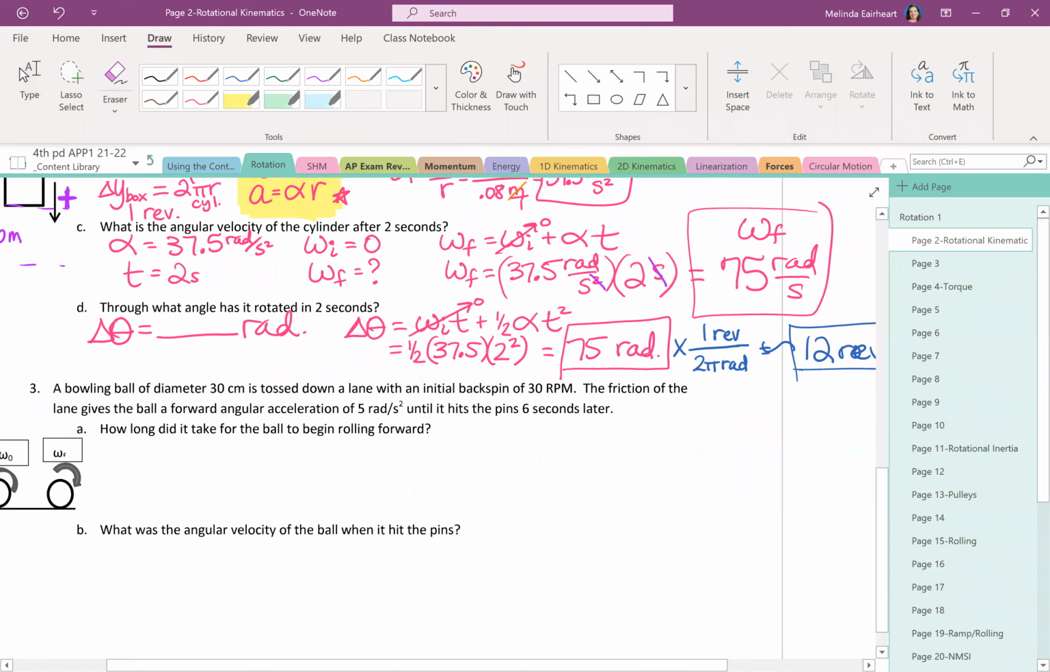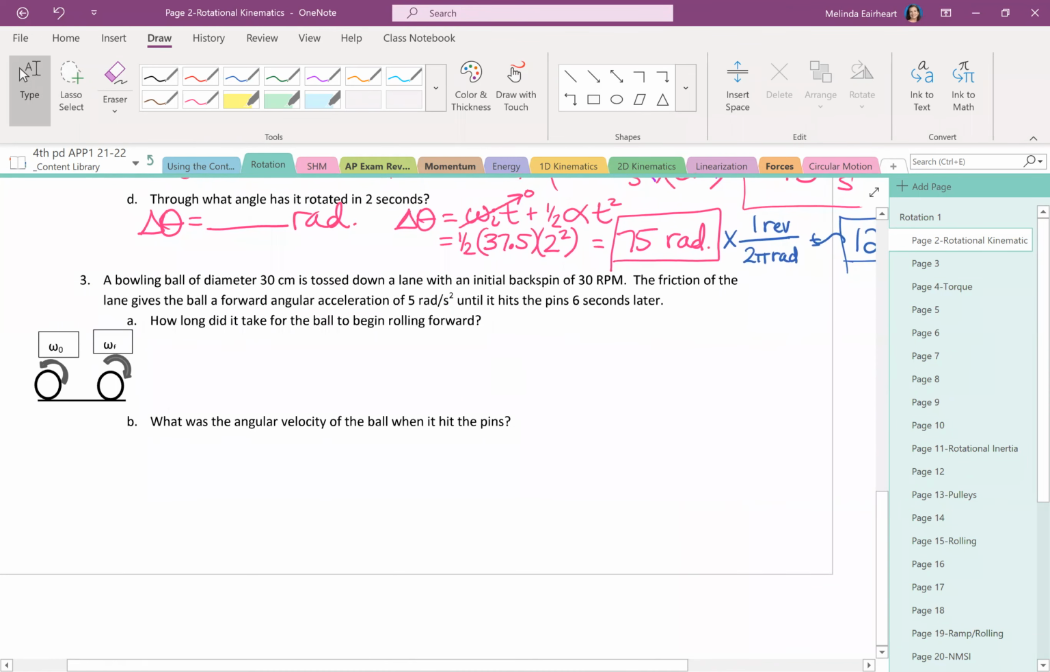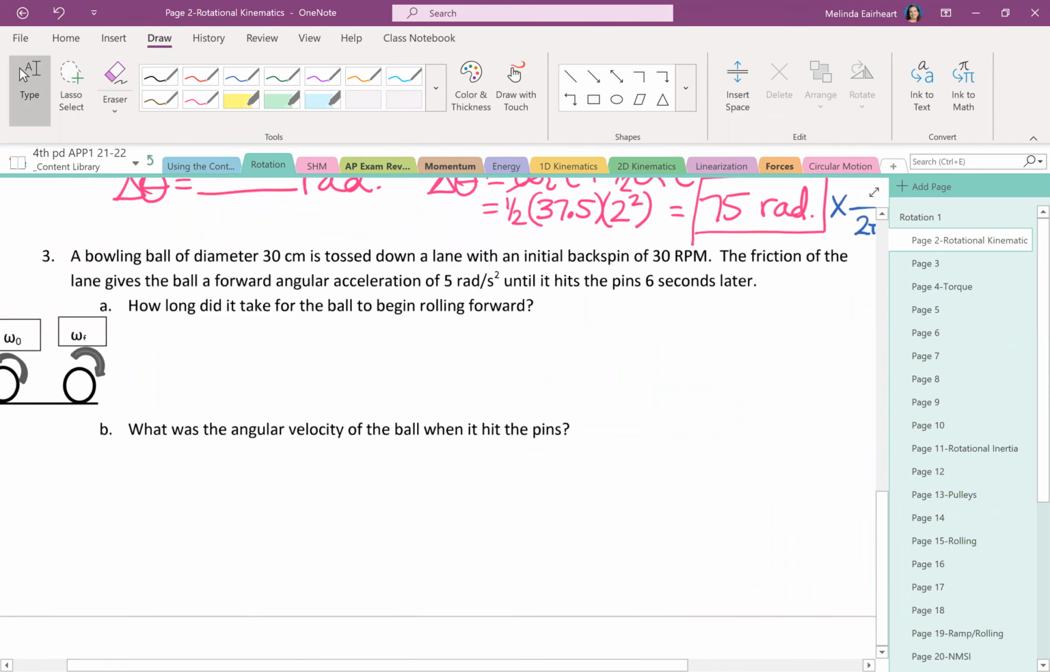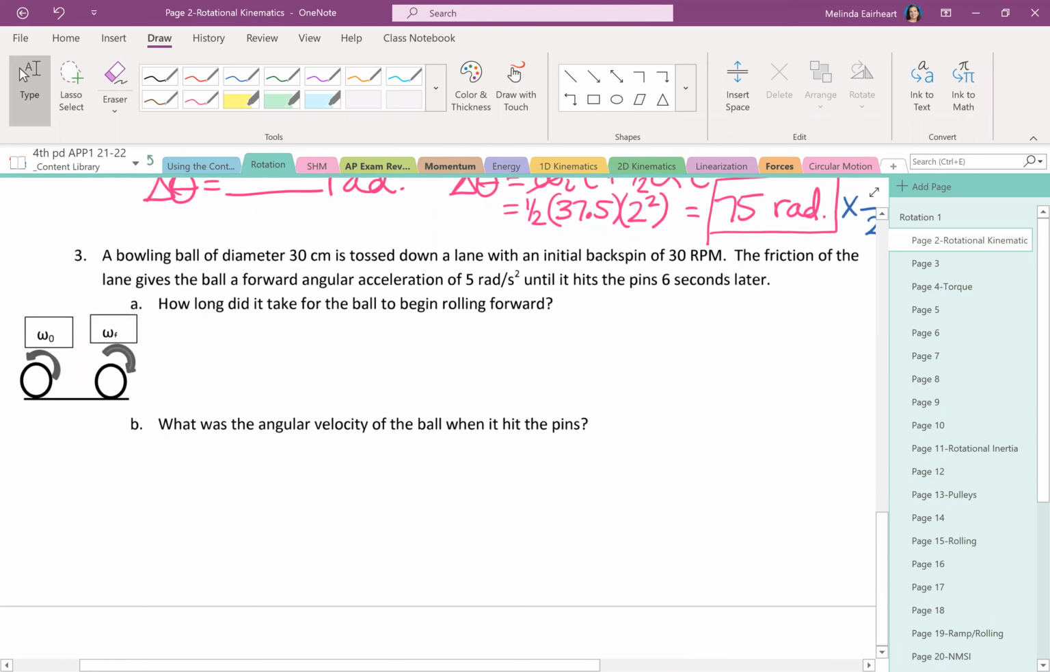Okay, the last one on page 2, we've got a bowling ball. Now, I'm not a professional bowler. I bowl like once a year. So don't take anything I say as, oh, this is going to win me championships. We're looking at a simplified version more than likely. A bowling ball has a diameter of 30 centimeters, a diameter.